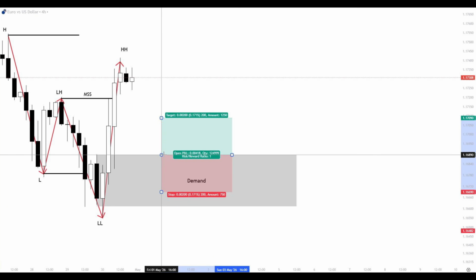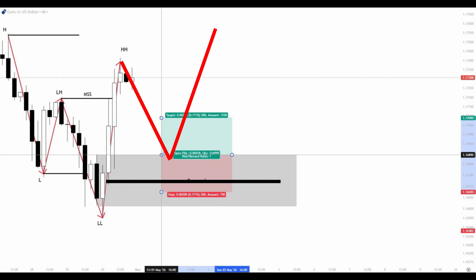Because if we had the entry in the middle, for example, and the market just touches the upper level and then bounces to the upside, in that case, the position doesn't get opened. So that's the logic behind placing the entry on the top of the demand.